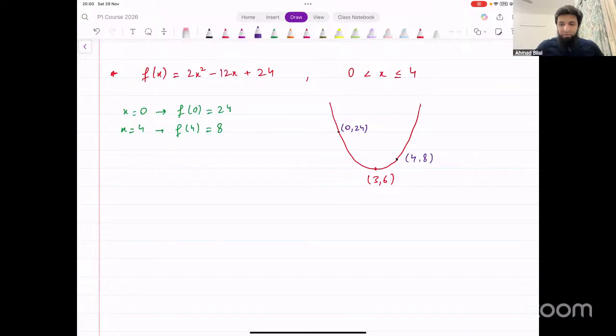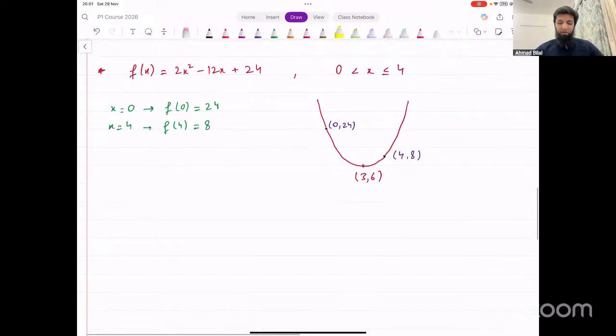Yes, what's the range? 8 to 24, 24 to 6. Well, we can't write it like this. Remember, smaller values on the left side, bigger values on the right side. Is it 8 to 24 or 6 to 24? Again, remember, you have to see the lowest point on the graph and the part that is valid and the highest point on the graph.